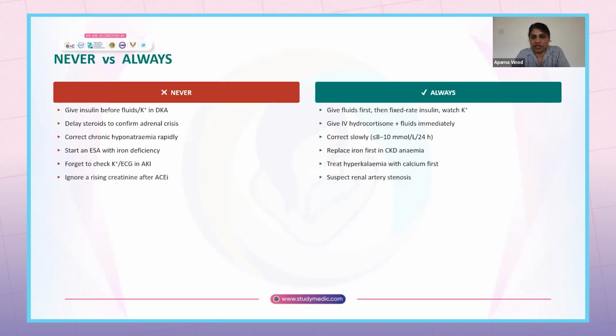Always give fluids first and then fixed rate insulin. Watch for potassium. Give hydrocortisone and fluids immediately in adrenal crisis. Correct hyponatremia slowly, which is less than 8 to 10 millimoles per liter in 24 hours. Replace iron first before administering erythropoietin in CKD anemia, and treat hyperkalemia with calcium first to stabilize the myocardium, and then go with further treatment of hyperkalemia. And when there is a rising creatinine after ACE inhibitors, always suspect renal artery stenosis.